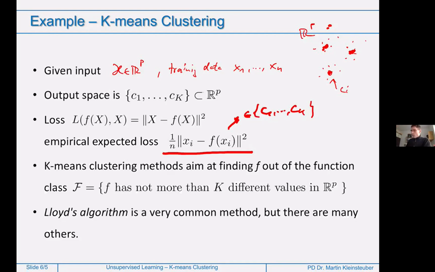So k-means clustering, formally, and there are more methods, aims at finding a function f out of the function class that is given here. So f has not more than k different values in Rp. So this is our function class, and from that function class, we want to find the best one that minimizes this function here.